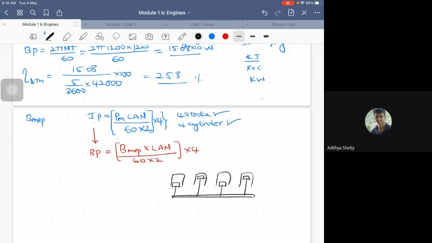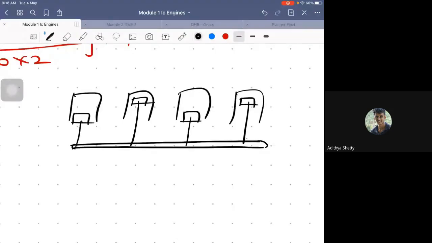Now, in this four cylinder engine, which is just drawn in a rough manner, where will the IP be produced? Indicated power is generated inside the engine cylinder, above the piston. In one cylinder this is IP1, this is IP2 and so on. So all the cylinders have different IP, that is why you multiply the IP value with 4, correct? That is what we have discussed, right? Understood? Yes sir.